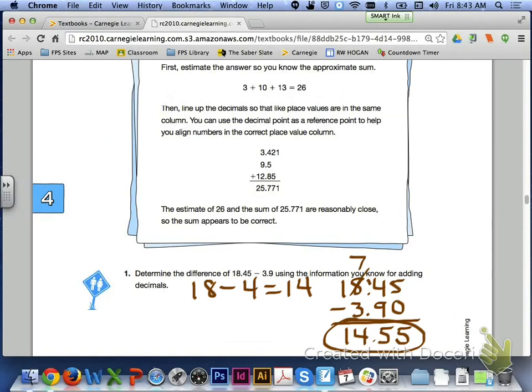So 18 and 45 hundredths minus 3 and 90 hundredths is going to give me an answer of 14 and 55 hundredths. And we can obviously see that that is very close to the estimate that we came up with, so my answer is good to go.